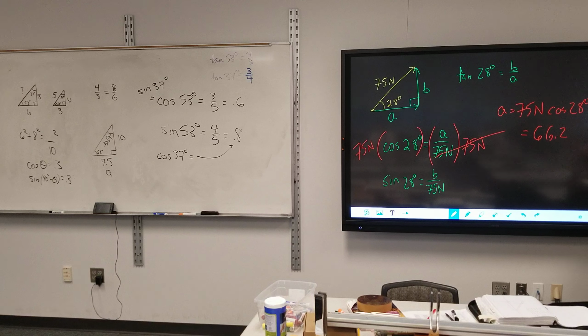If it were a 10-point problem, I'd take off 3 points for it. No, I would take off 2 points for that answer. Newtons. Yes. This has no units. Cosine of 28 degrees does not have units, because it's just a ratio of sides. And so you're left with the units of newtons there.